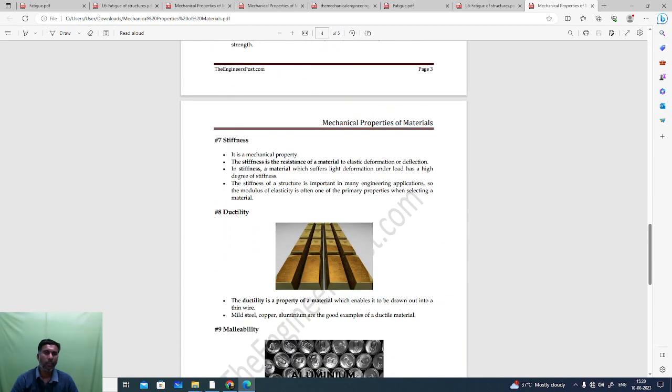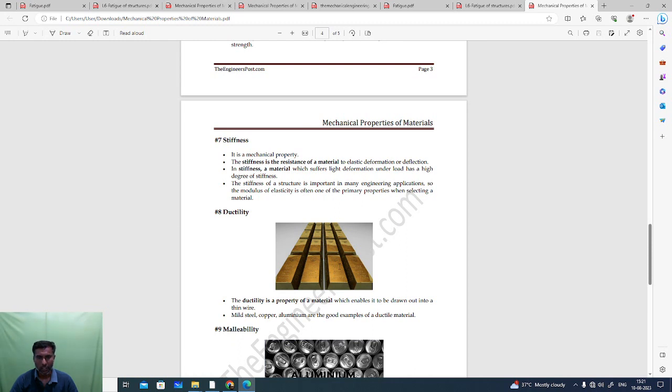Next, stiffness. Stiffness is also one of the mechanical properties. Stiffness is the resistance of a material to elastic deformation or deflection. A material which suffers little deformation under load has a high degree of stiffness. For example, a material with high deformation under a small load has a very low degree of stiffness.